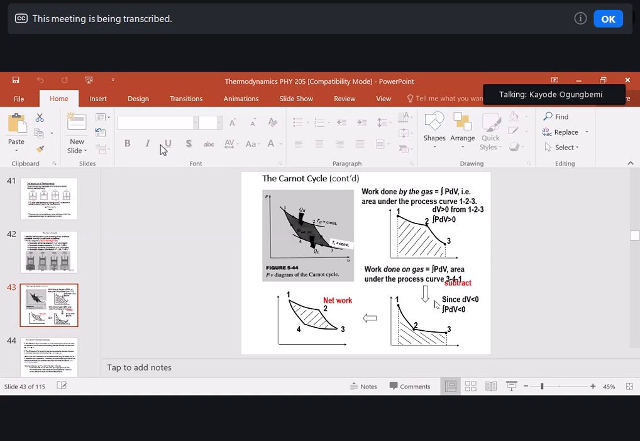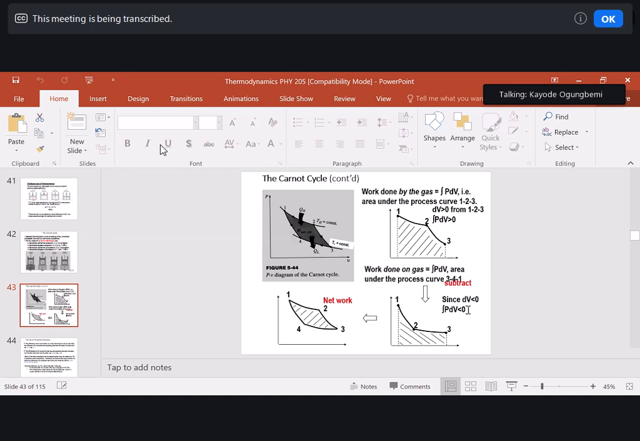Yes, sir. Now when we come to the next one, under 1, 2, 3, let's take 3, 4, 1. The work done by the gas is the area under this curve that you can see here. So the area under the curve 3, 4, 1 is less than 0. When you take the integral of that, it's less than 0.